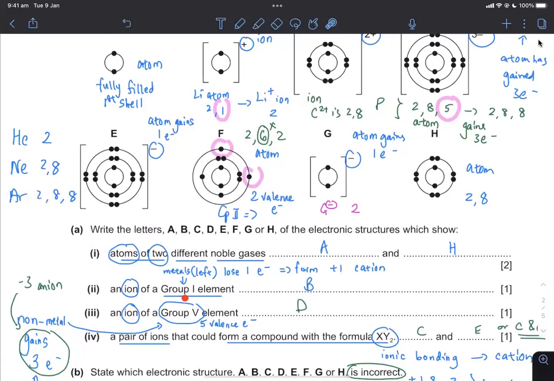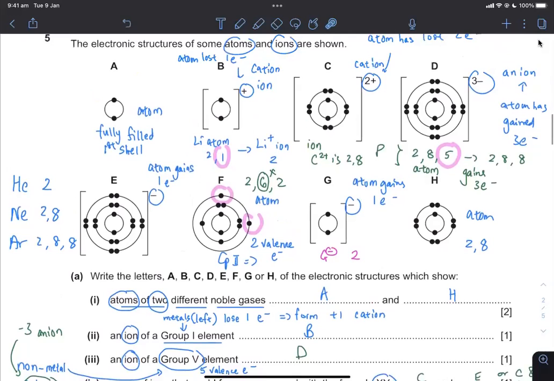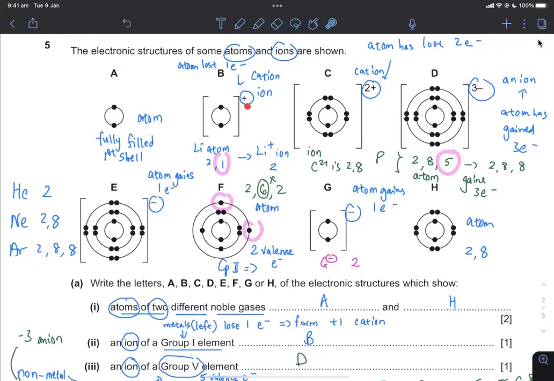The next one I want to talk about is group 1. Okay, we know about group 1. Group 1 are metals. Metals will lose 1 electron in order to get to a fully filled outer shell. So when you have a group 1 element, they will give you a +1 ion because it's easy for them to lose 1 electron in the outer shell, rather than gaining 7 electrons. Metals will lose electrons.